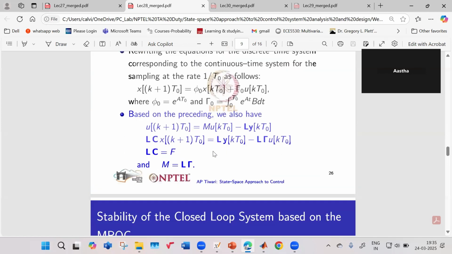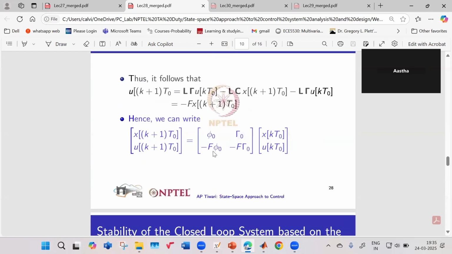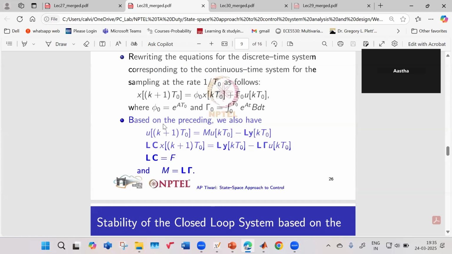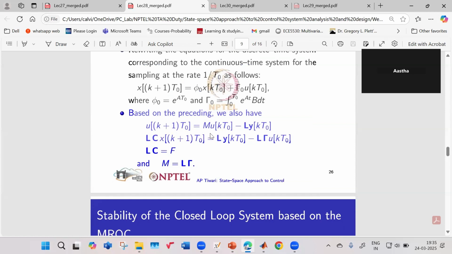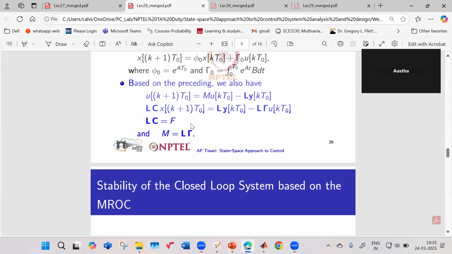So this was shown, and sir has proved. This is our u(k+1)T0. This is Mu(kT0). So this is what sir has combined. This is the equation sir has merged. So what has sir done then?